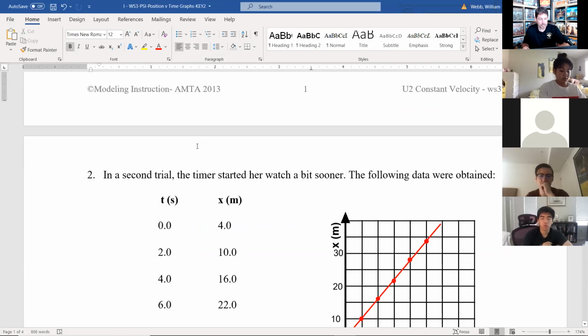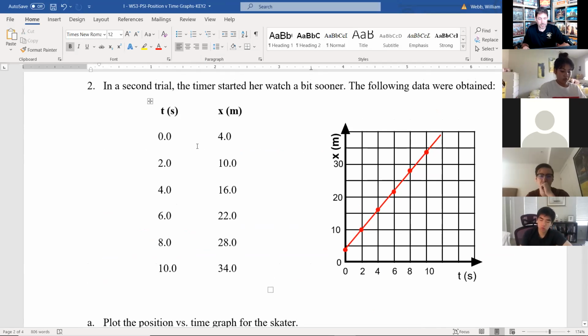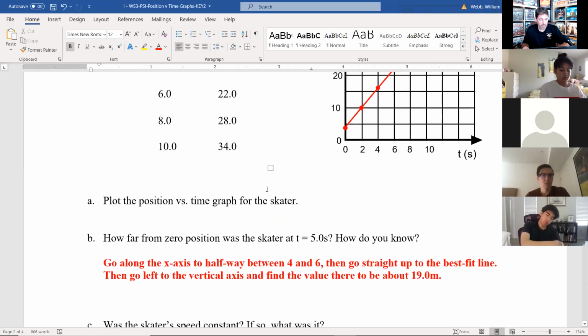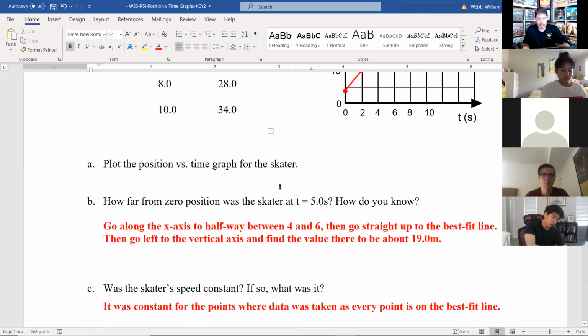All right, let's move on to page 2. For page 2, we've got a second trial. So this time it says they started the timer a bit sooner. So instead of starting it when Robin was at the 10-meter mark, they've started it when Robin was down here at about the 4-meter mark. But when you plot these points, you can still see that the progress was linear in nature, still traveling the same distance every second. How far from the 0 position was the skater at 5 seconds?